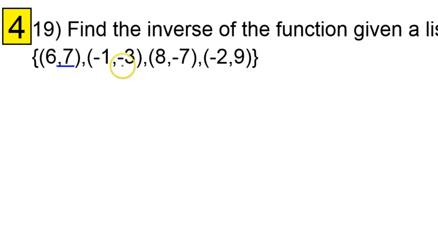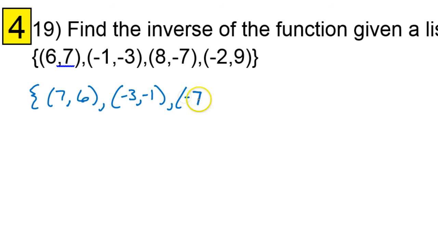If you want to find the inverse of a list of points, all you do is switch x and y. So this will be 7, 6, negative 3, negative 1, negative 7, 8, and 9, negative 2.